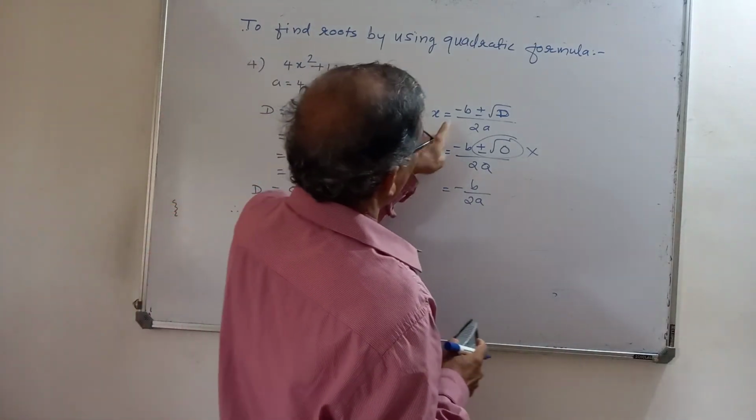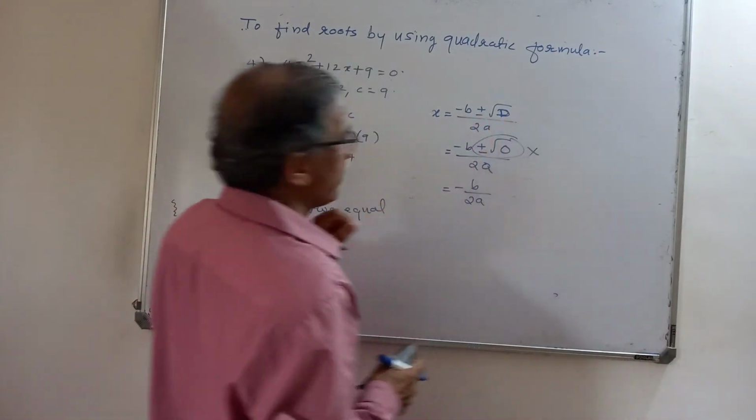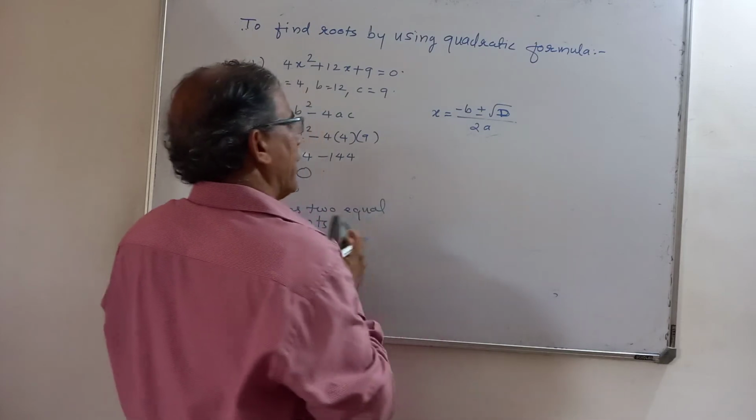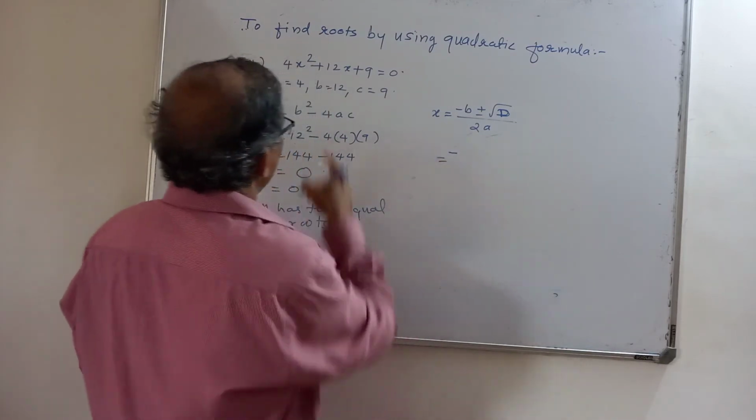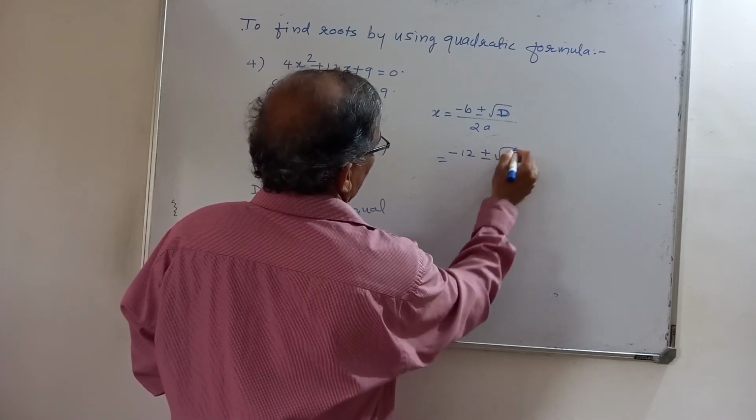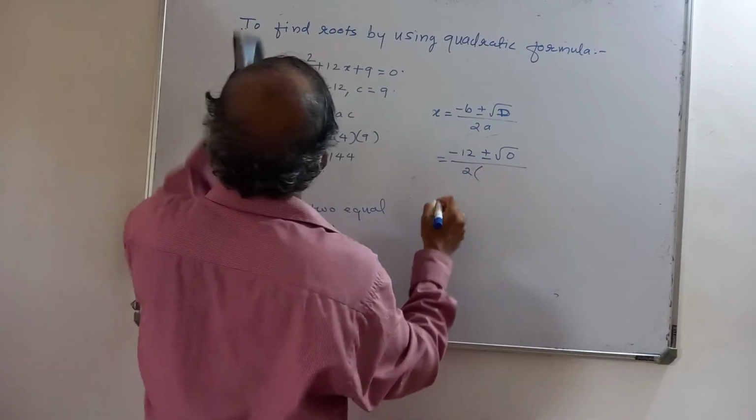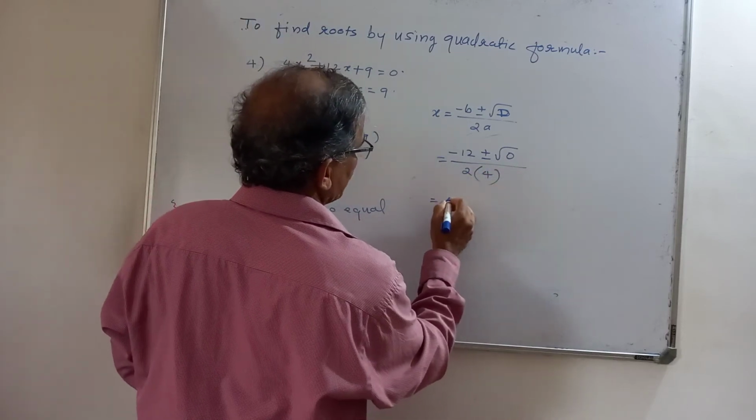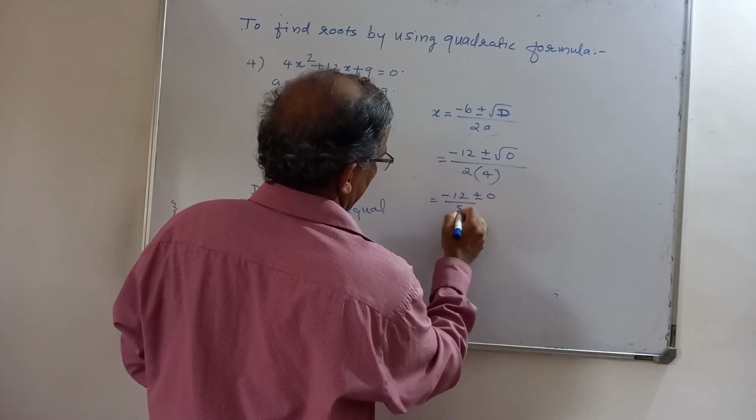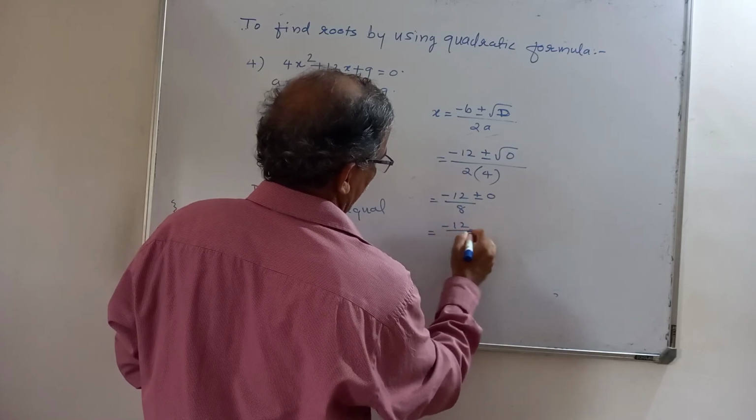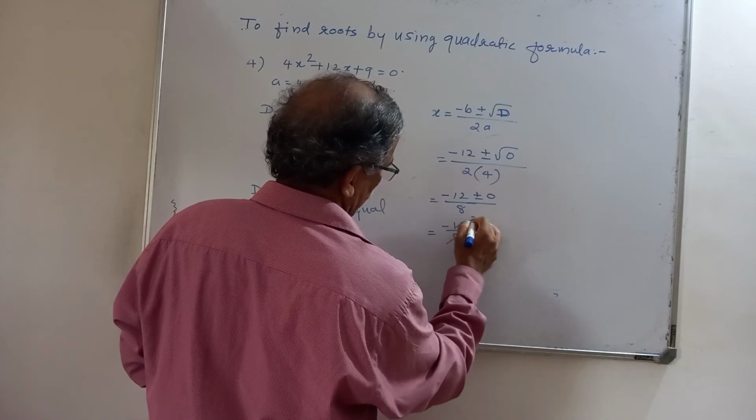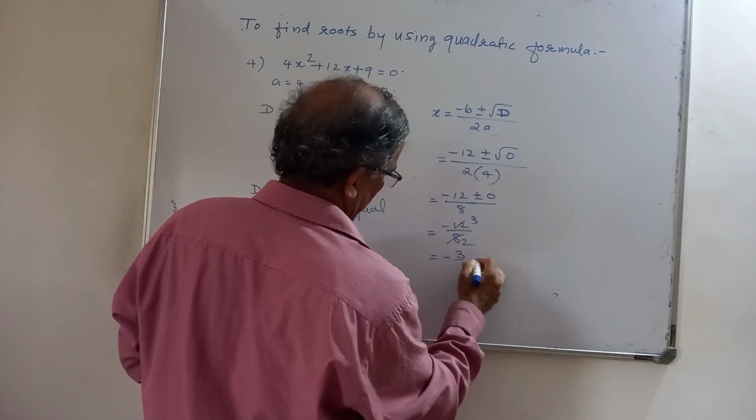Okay. So we shall not write this whole thing now. Why? Because you know D is equal to how much? 0. So, or if you want, you can substitute. Okay, I shall substitute here. That is minus B means what? Minus 12 plus or minus root 0 upon 2 into A means 4. So that is minus 12 plus or minus 0 upon 8. That is minus 12 whole upon 8. 4 2 the 4 3 the. So that is minus 3 by 2.